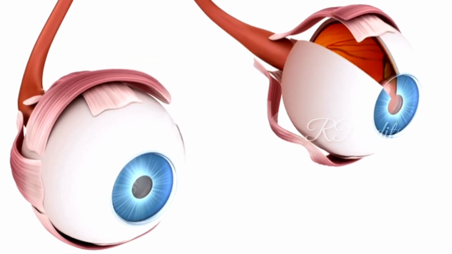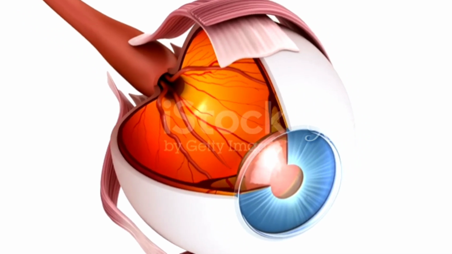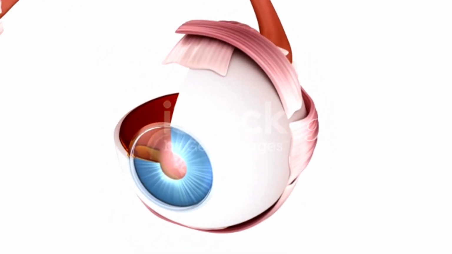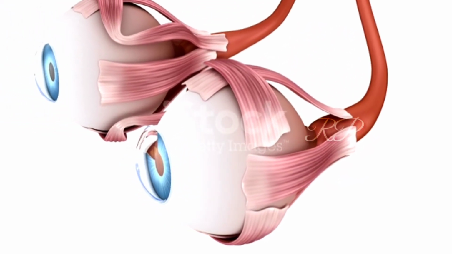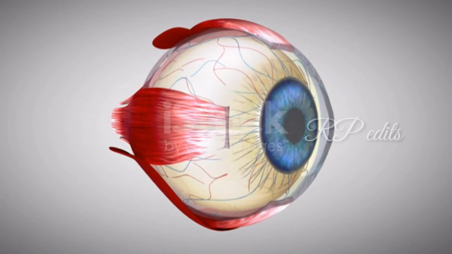Optic nerve, a bundle of nerve fibers that connects the retina to the brain. It carries visual information from the eye to the brain. Vitreous humor, a clear, gel-like substance that fills the space between the lens and the retina. It helps to maintain the shape of the eye.